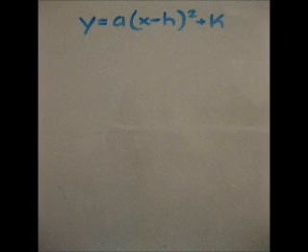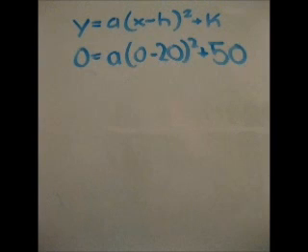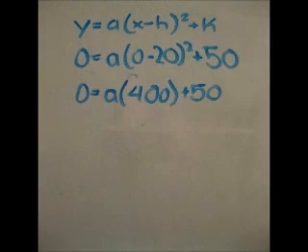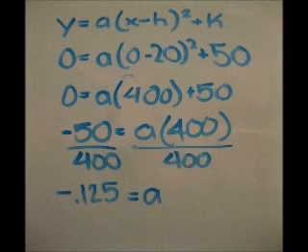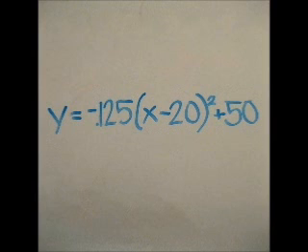Now let's plug that into our equation. We now have 0 equals a times (0 minus 20) squared plus 50. That turns into 0 equals a times 400 plus 50. Subtract 50 from both sides, and you get negative 50 equals a times 400. Now we want a by itself, so we divide by 400 on both sides, and we get a equals negative 1.25. Last step is to plug it back into the equation.